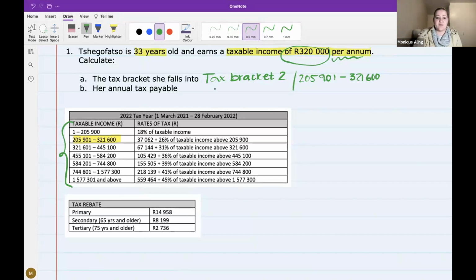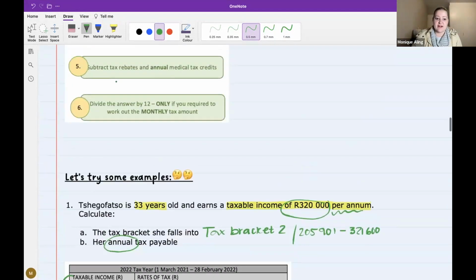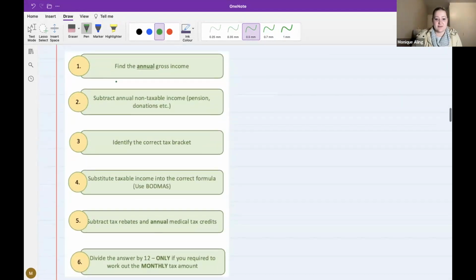B, we now need to work out her annual tax payable. They want to know what her yearly amount of tax is that she needs to pay. So going back to our steps, we don't need to worry about this one or this one because we were given the taxable income. We've identified the correct tax brackets. Now, step 4 says substitute taxable income into the correct formula.